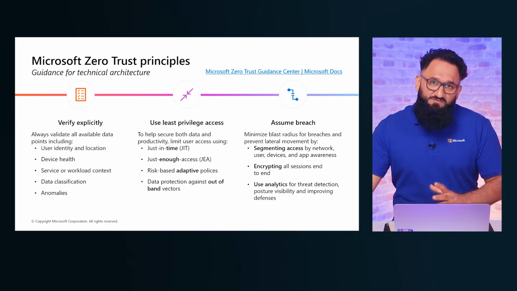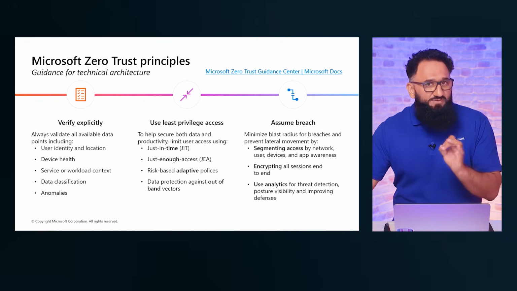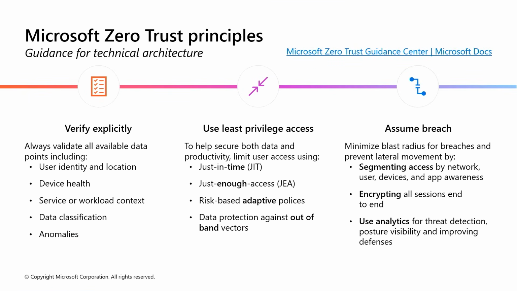Zero Trust is built on three foundational principles. Verify explicitly. Always authenticate and authorize based on all available data points, such as user identity, location, device health, services or workloads, data classification, and anomalies.